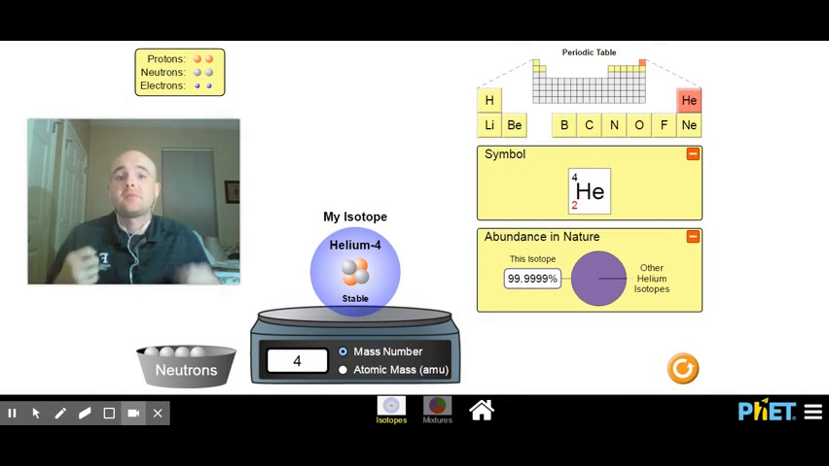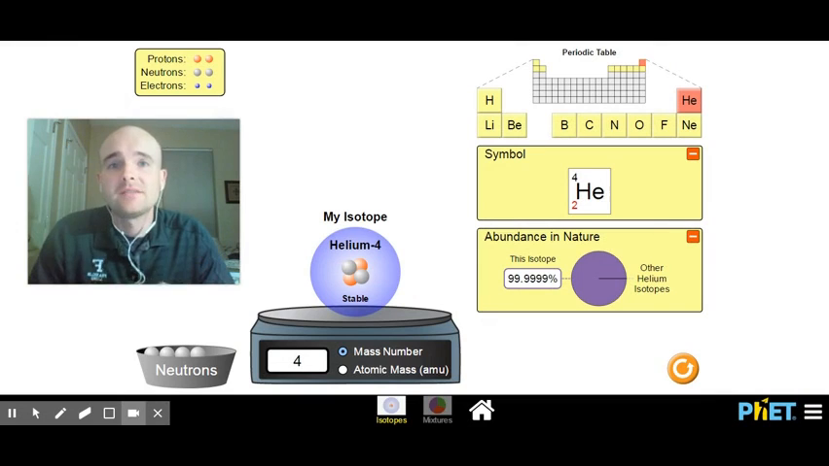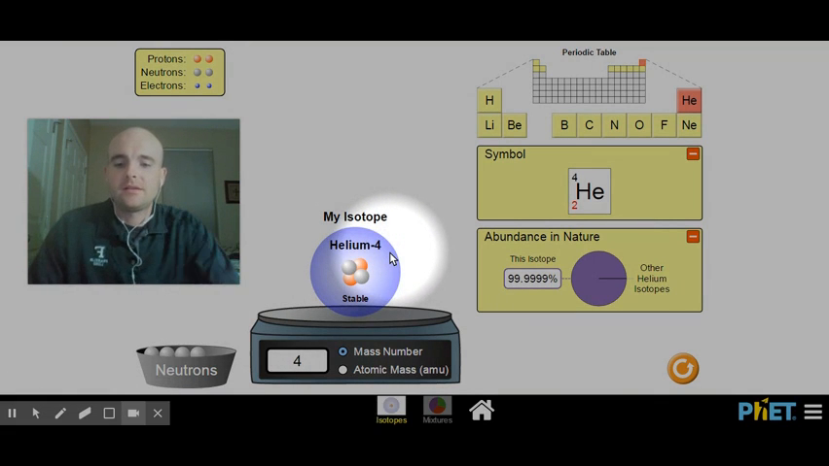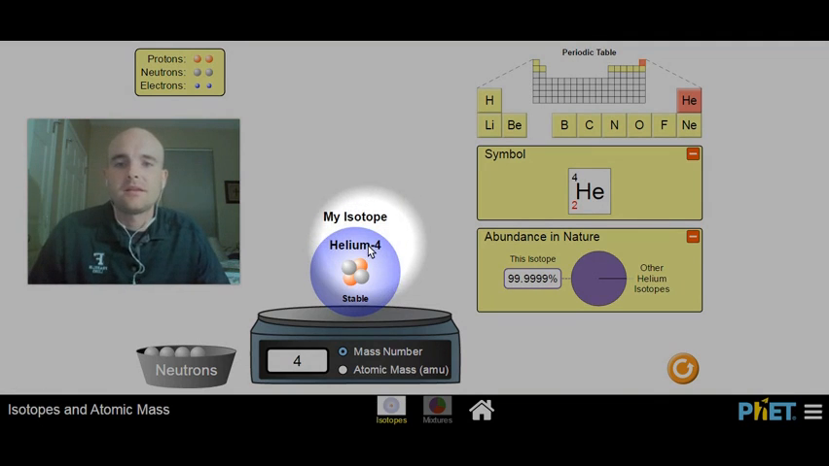Russell, and I'm here to tell you about isotopes and percent abundance. This is a PhET simulation, and I'll post the link to this simulation with the video. So when I look at the helium-4 isotope, I'm looking at this thing right here where it says helium-4.